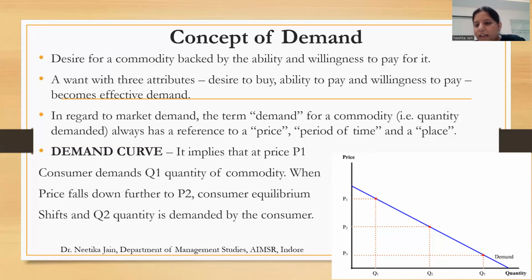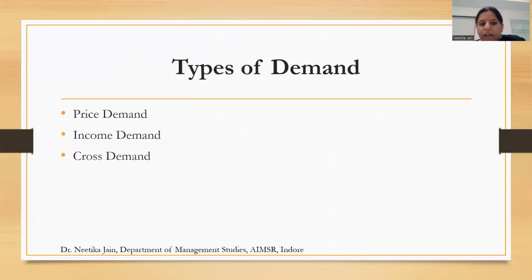Here we can see on the y-axis we have price, on the x-axis we have quantity demanded. If price is P1, the quantity demanded is less, Q1. If price comes to P2, price has decreased from P1 to P2, the quantity demanded has increased from Q1 to Q2. If price again decreases to P3, the quantity demanded will increase. So this graph shows you that inverse relationship, and this downward sloping line is known as the demand curve.